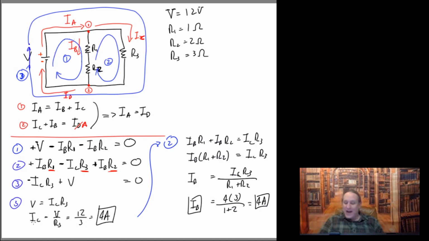So we know the current IC and we know the current IB, and if our task is to find all of the currents, we would then have an IA, which, using loop rule 1, is equal to just IB plus IC, which is going to be 8 amps.